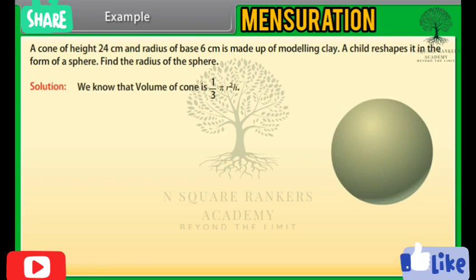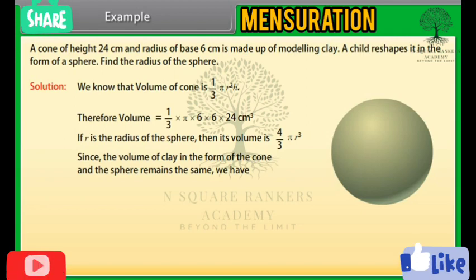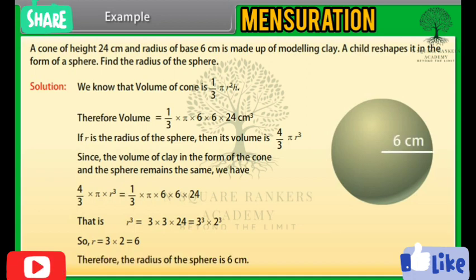Solution. We know that the volume of a cone is 1 by 3 pi r square H, which is equal to 1 by 3 into pi into 6 into 6 into 24 centimeter cube. If r is the radius of the sphere, then its volume is 4 upon 3 pi r cube. Since the volume of clay in the form of cone and the sphere remains the same, we have the two volumes equal. That is, r cube is 216, so r is equal to 3 into 2, which is 6. Therefore, the radius of the sphere is 6 centimeter.